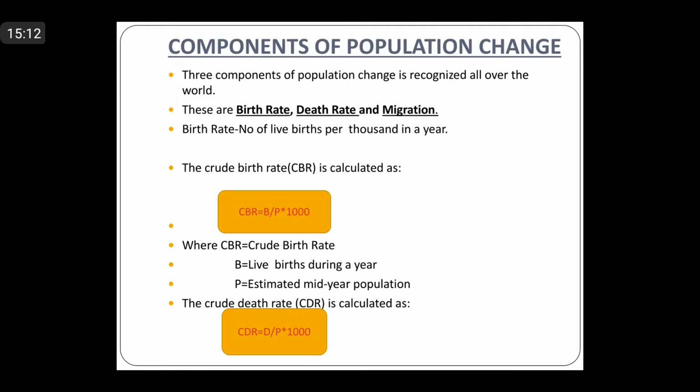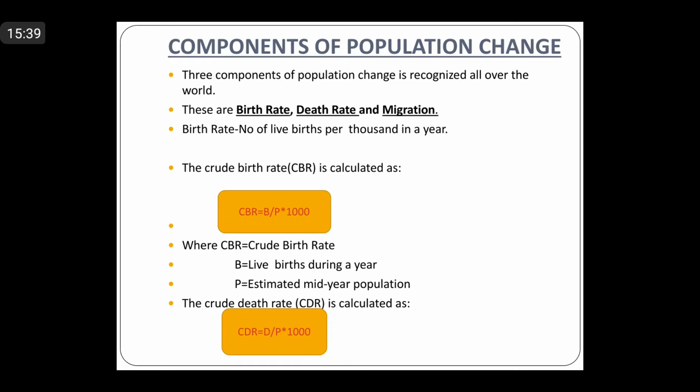Okay. Now comes the components of population change. What are the different components that we'll have to discuss? There are three most important components of population change: birth rate, death rate and migration. Now, what is birth rate? You all know about it.